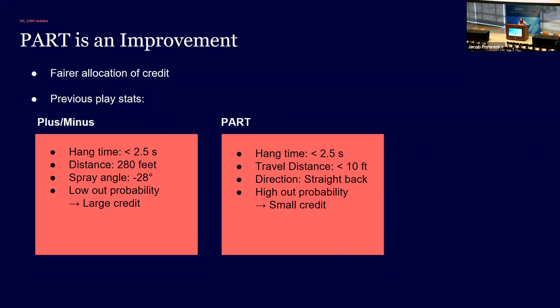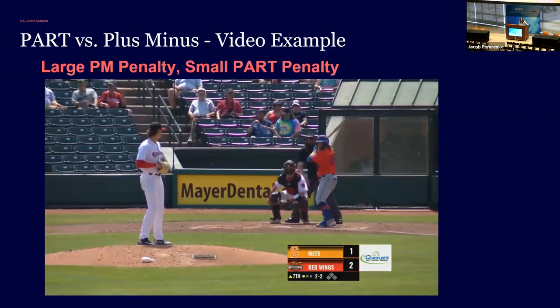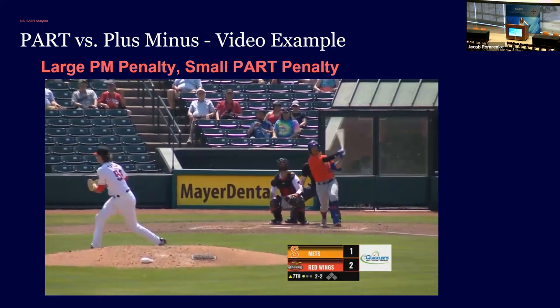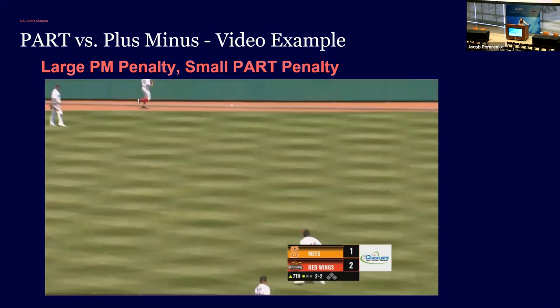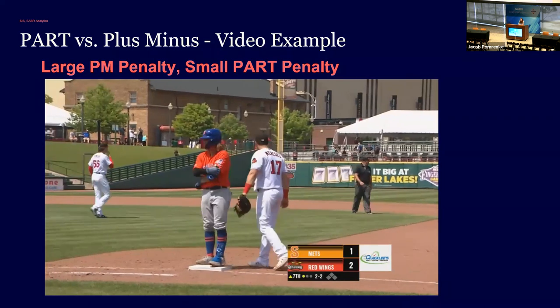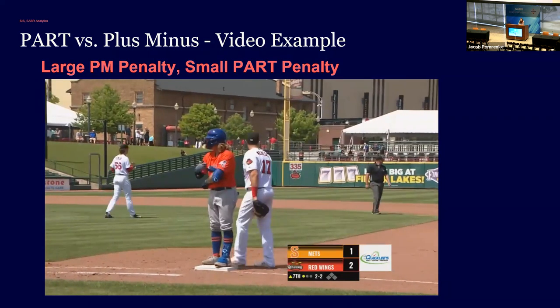And this is just one example, but the flip side is important too. If a fielder is positioned far from the ball and doesn't make the play, in general he'll be penalized less harshly under PART than plus minus, which we'll see here. That guy had hardly a chance of making a play on that ball. I don't know if you could see, but at the very beginning, right when the ball's hit, he started shaded way right in right center, but the ball's hit towards left center. So he had to run a much greater distance to get to the ball than if he was positioned normally or even semi-normally.